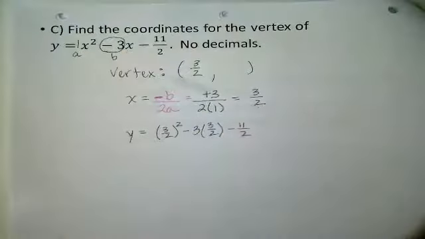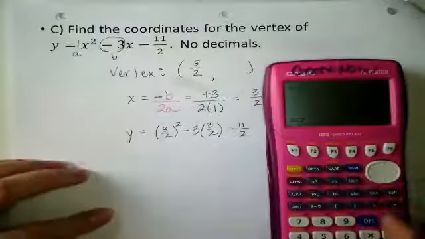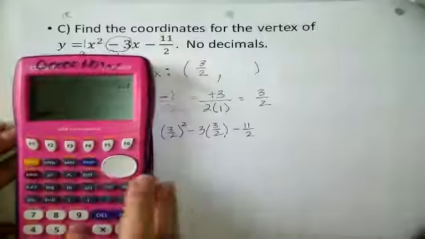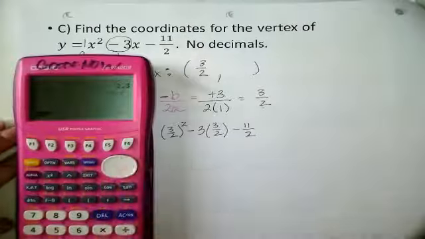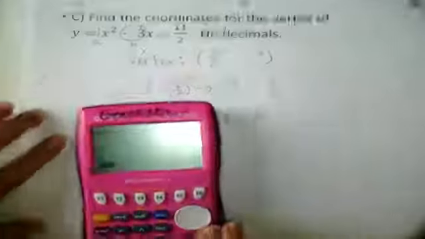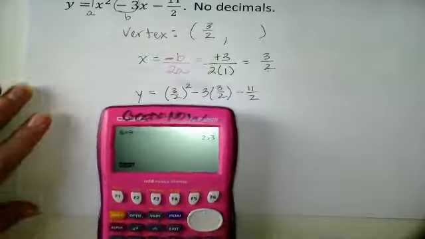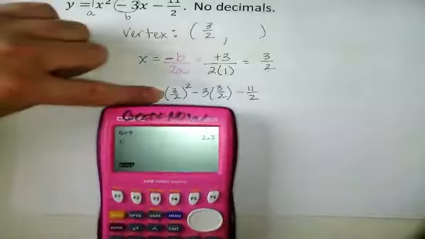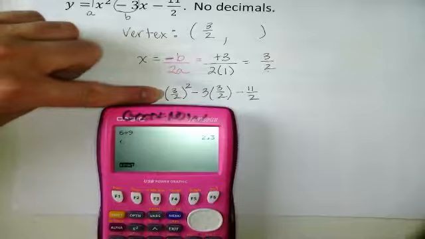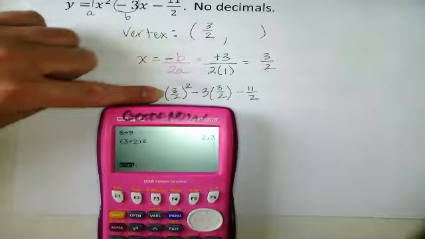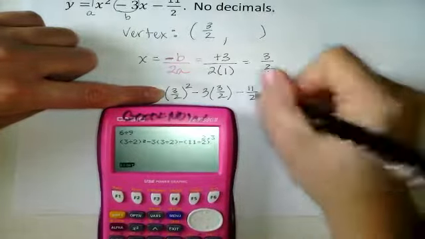Now you have a calculator, so use it. I'm going to use the Casio this time. And again, be careful with your parentheses, but I have it written perfectly. If you have it written perfectly, when you type it into your calculator, it'll also be perfect. 3 divided by 2 squared minus 3 quantity, 3 divided by 2, minus, I'm going to go ahead and put 11 over 2 in parentheses as well.